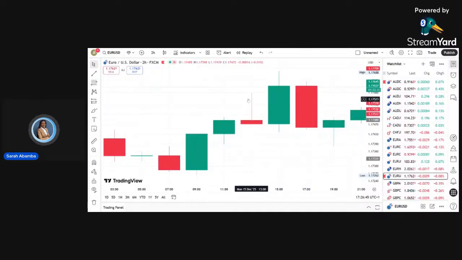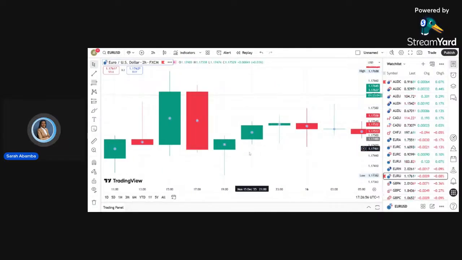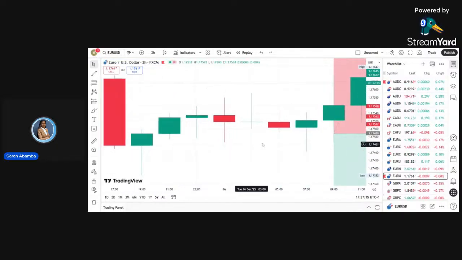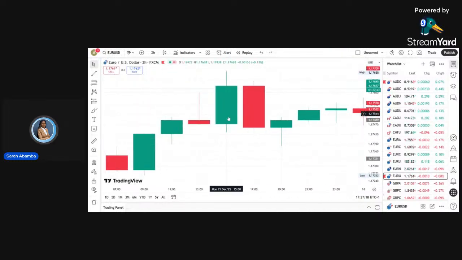So this is a bearish pin bar. The wicks are facing up, the body is down, so it's a bearish pin bar. However, this is a bullish pin bar. The wicks are facing down and the body is up. I know the colors are aligned in this case, the bullish pin bar is green while the bearish pin bar is red. However, it is not always like that, because sometimes a bullish pin bar can be red while a bearish pin bar can be green.